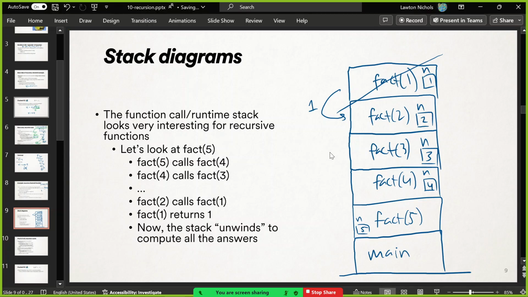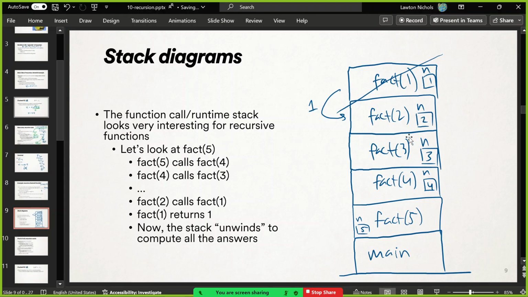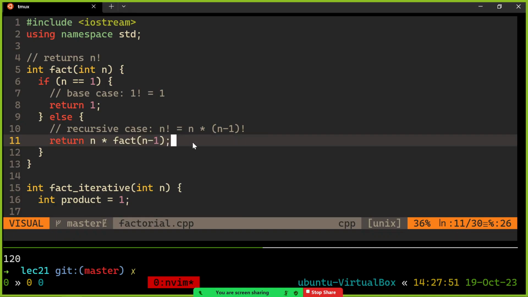All right. So fact of 2 was waiting on this line for fact of 1. It just got its answer back. It got 1 back. It can multiply its 2 by that 1 and give back its final answer, 2. That's the factorial of 2. And that's correct. Does that make sense? So now we're back in fact of 3. It was again waiting on this line for fact of 2 to finish. It just got its answer back. Finally, it can multiply its 3 by fact of 2.